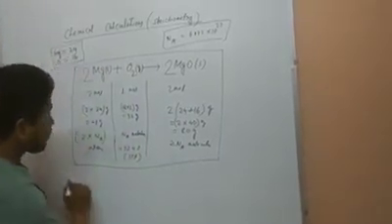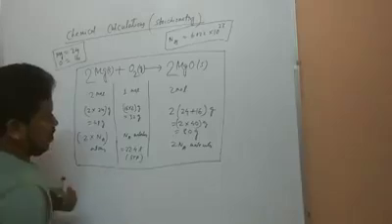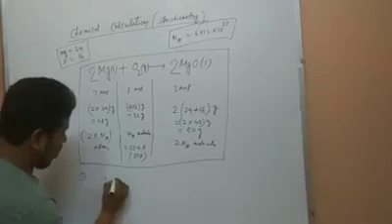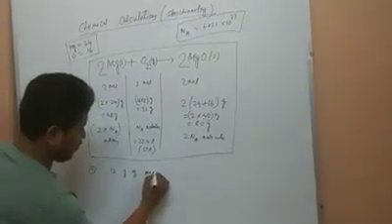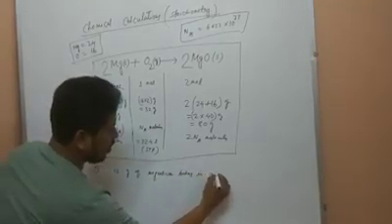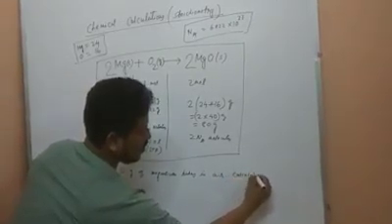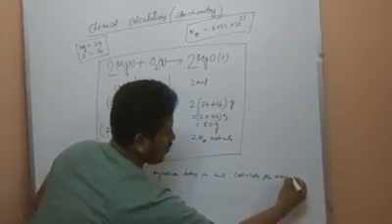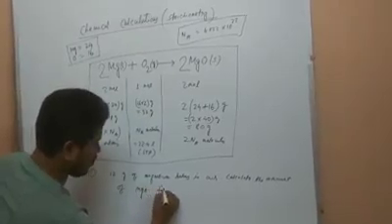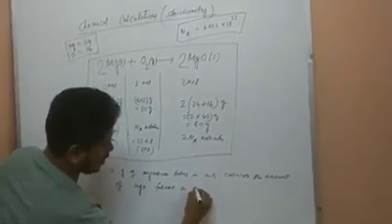Everyone write down. For this problem, magnesium and oxygen produce magnesium oxide. Write the problem: 12 gram of magnesium burns in air. Calculate the amount of magnesium oxide formed in this reaction.